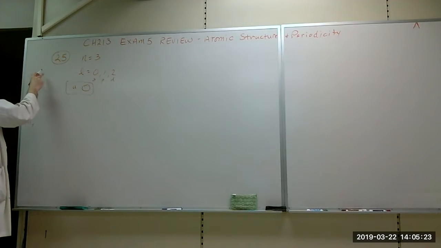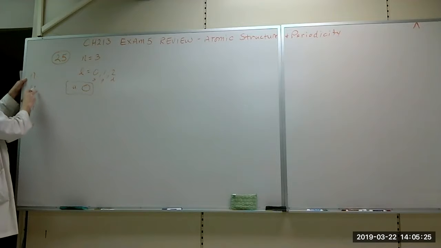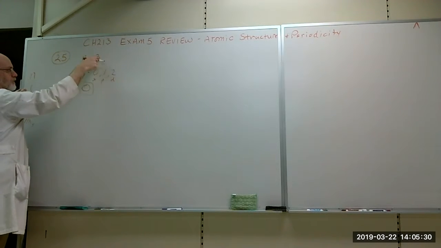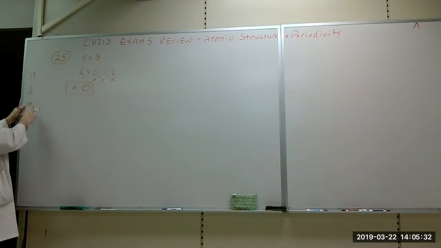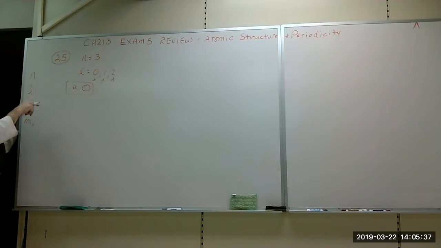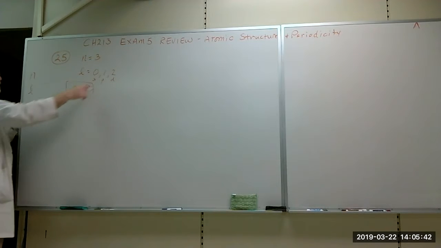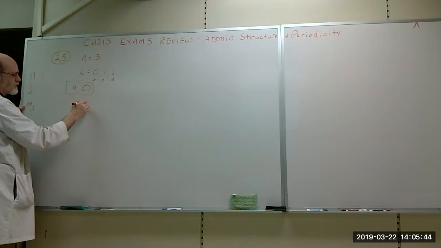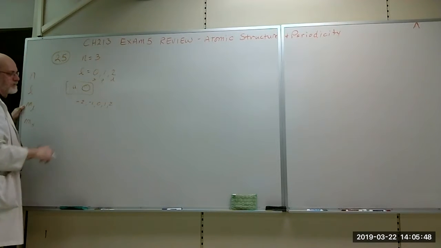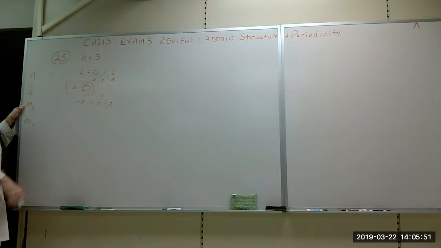For each one of these, this one can be starting with 0 up to however many you have. And then this one will be, whatever this one happens to be, minus that number, whole number stepwise, up to plus that number. So if it were 2, it would be -2, -1, 0, 1, 2. That's m sub L. And then spin, of course, is +1/2 or -1/2.